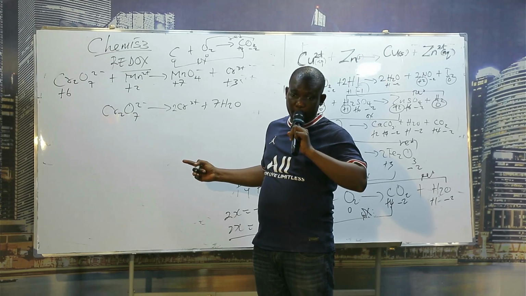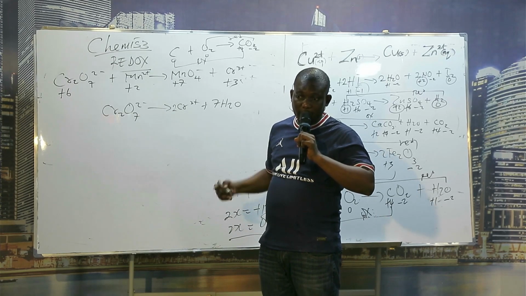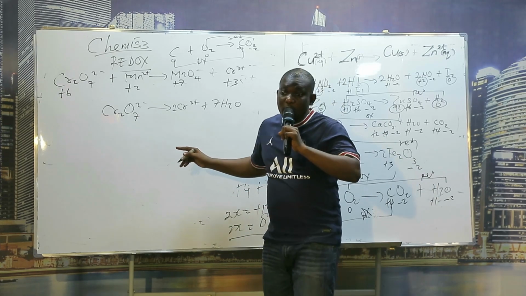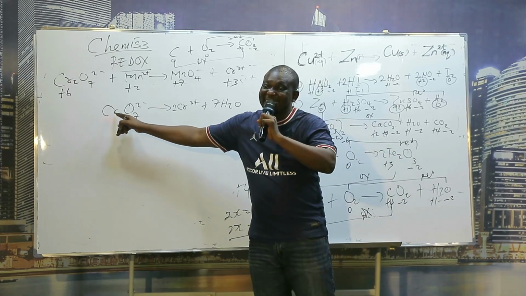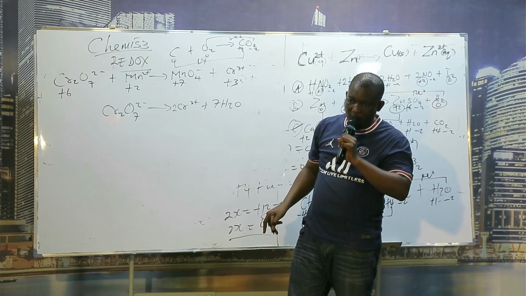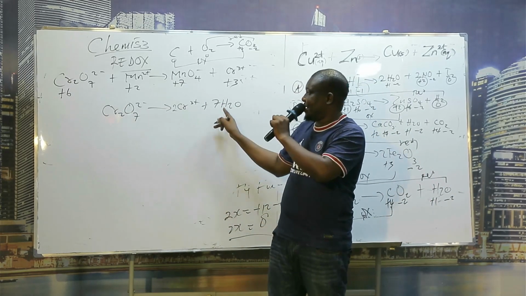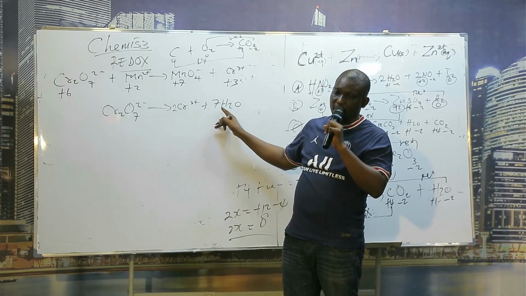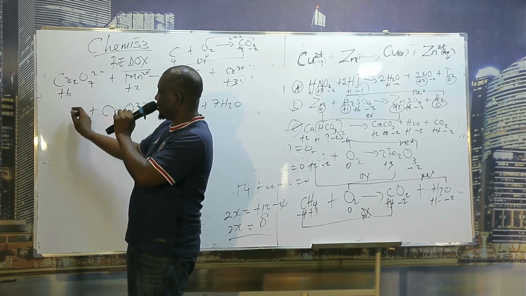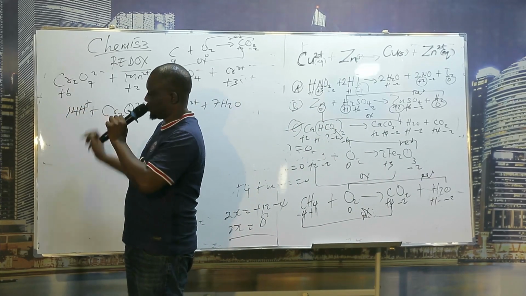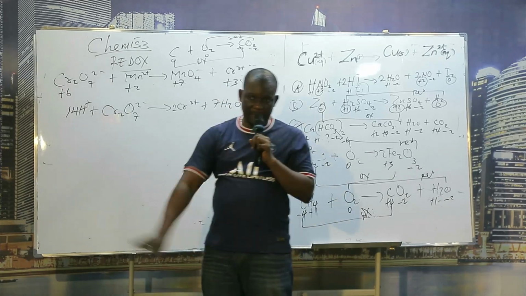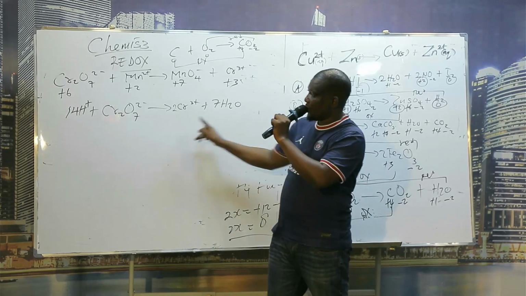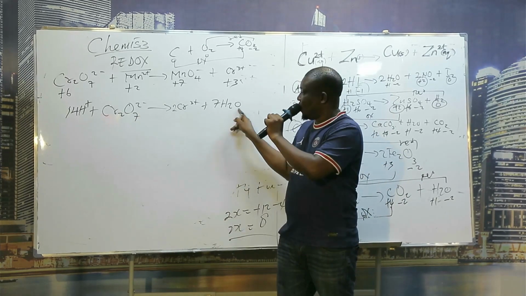Protonation. Give me hydrogen ion. You don't know why you're protonating. Really, you are protonating because you're trying to acidify. How many H are here in this water? 14. So protonate by adding 14 H plus. Check the atoms. How many atoms of H are here? How many O?